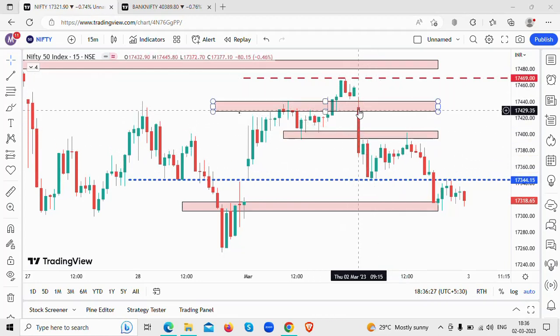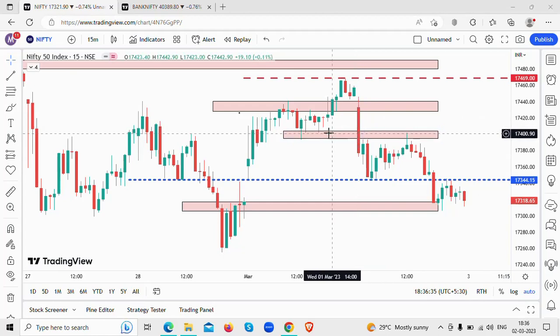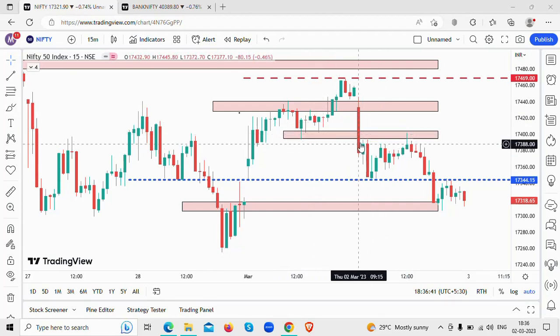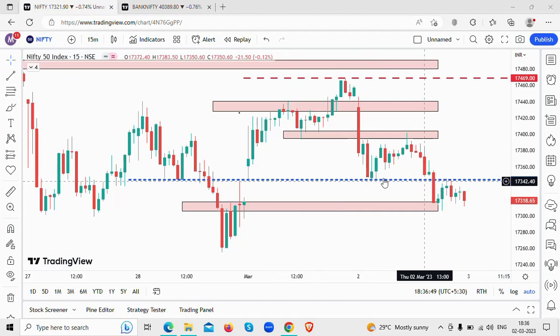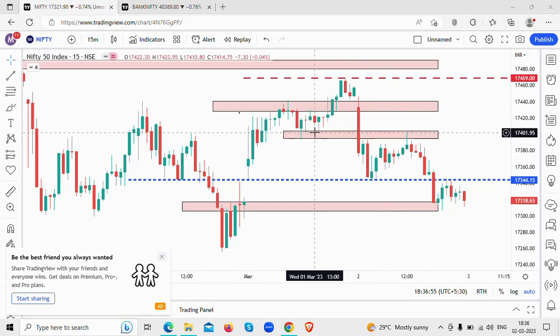What happened here? The price opened with a gap down, and there was vigorous selling, and that selling broke down this particular support level of 17,400. And once that support broke down, the price came crashing down to the previous day low, which I had drawn. You see it touched exactly that previous day low, went back up and came back to this support level which we had marked.